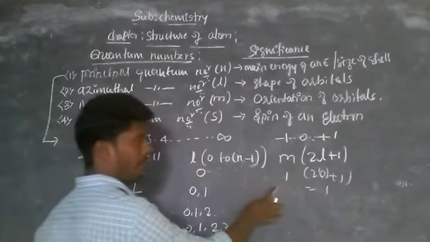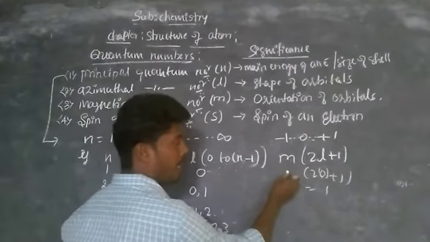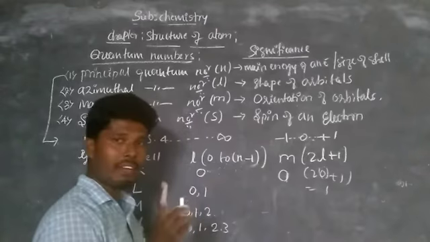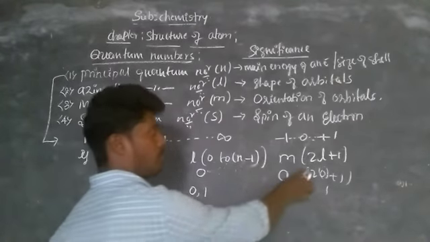So you get only one value. This one value is what? 0. According to this formula.